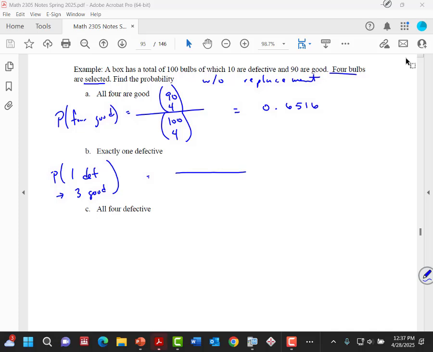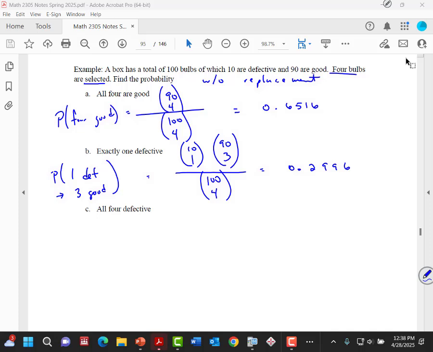One defective. So I wish to get one defective. From the 10 defectives, only choose one of them, times from the 90 good bulbs, choose exactly 3 of them, out of, the denominator, this would be 100 choose 4. And if we run this through, we would get 0.2996, if I compute those combinations and perform the operations.